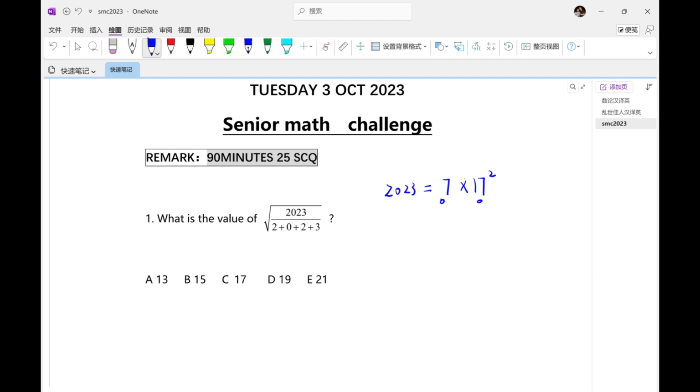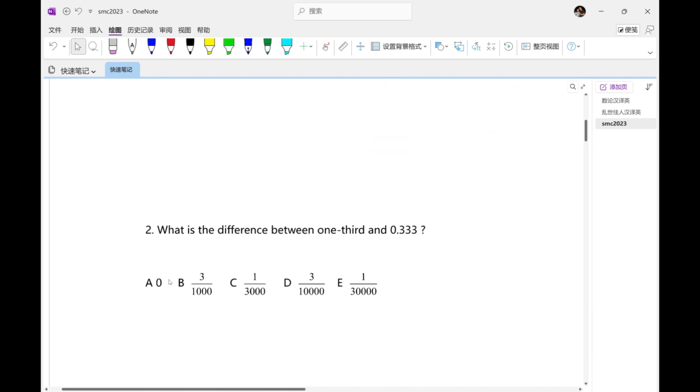And the denominator, that is 2 plus 2 plus 3, it is 7. So when it's over them, it equals 17 squared, and at last it is equal to 17. So the correct answer is C. Okay, I continue to the second question.